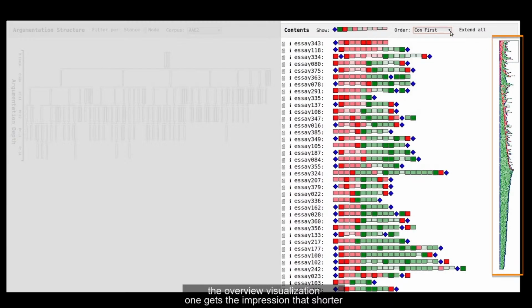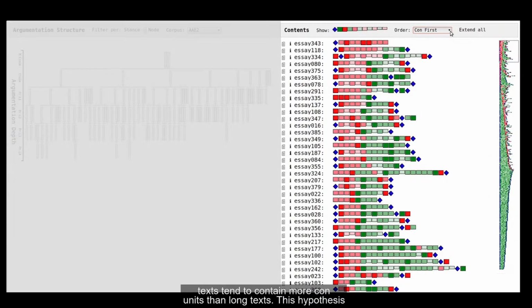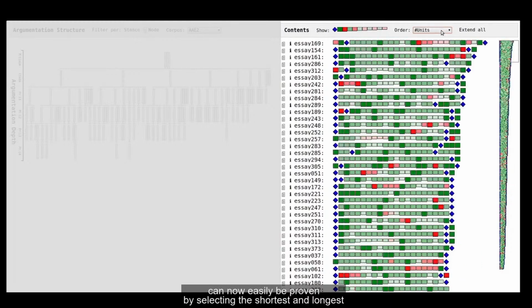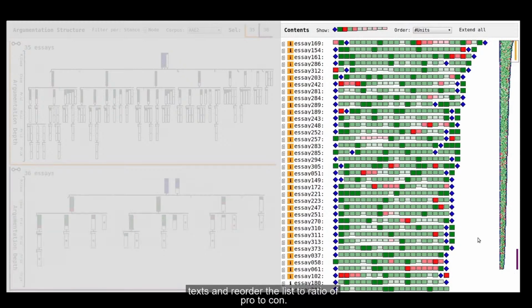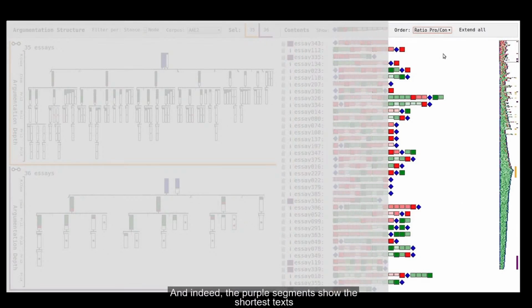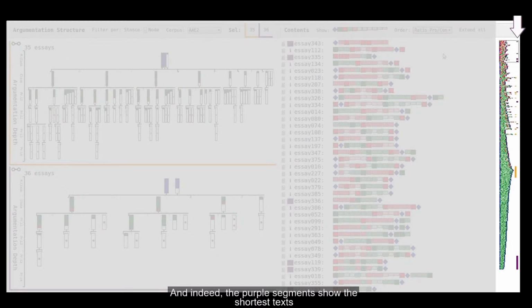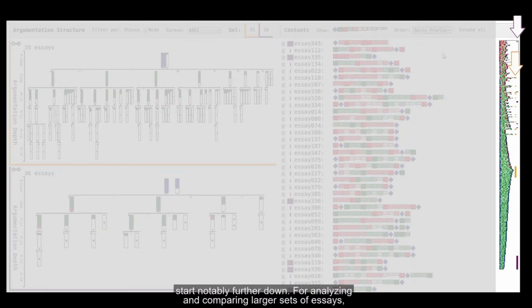Looking at the overview visualization, one gets the impression that shorter texts tend to contain more con units than long texts. This hypothesis can now easily be proven by selecting the shortest and longest texts and reordering the list by the ratio of pro to con. And indeed, the purple segments show the shortest texts are seen on top, where the highest con rates are, while the markings for the orange selections with the longest texts start notably further down.